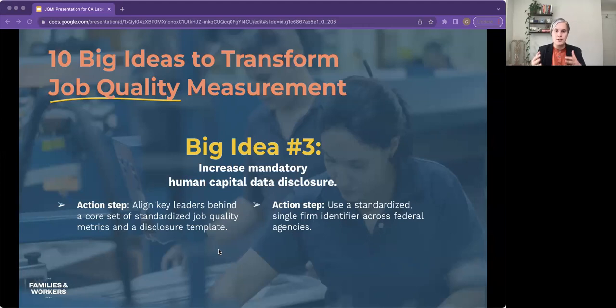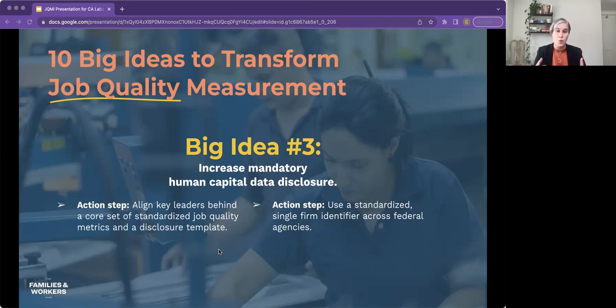And this would both drive greater disclosure of business data and could motivate investors to support good jobs as part of their investment strategies. In addition, the federal government could make it easier to use the data that companies are already reporting by coordinating federal agencies to use a standardized single firm identifier.